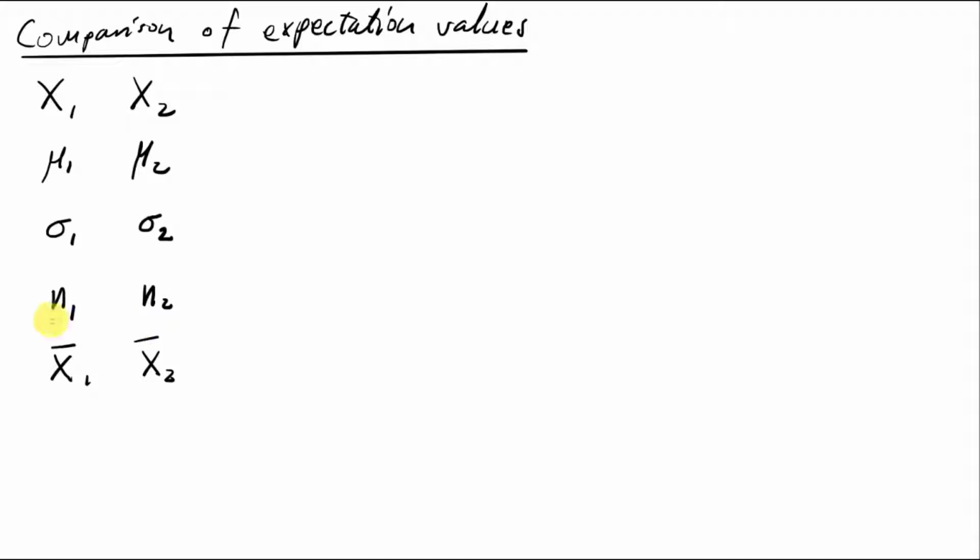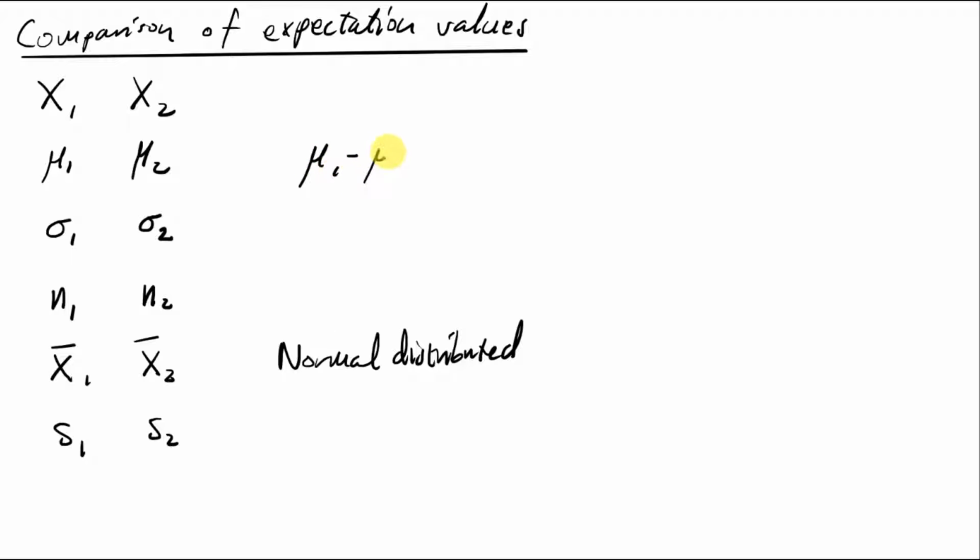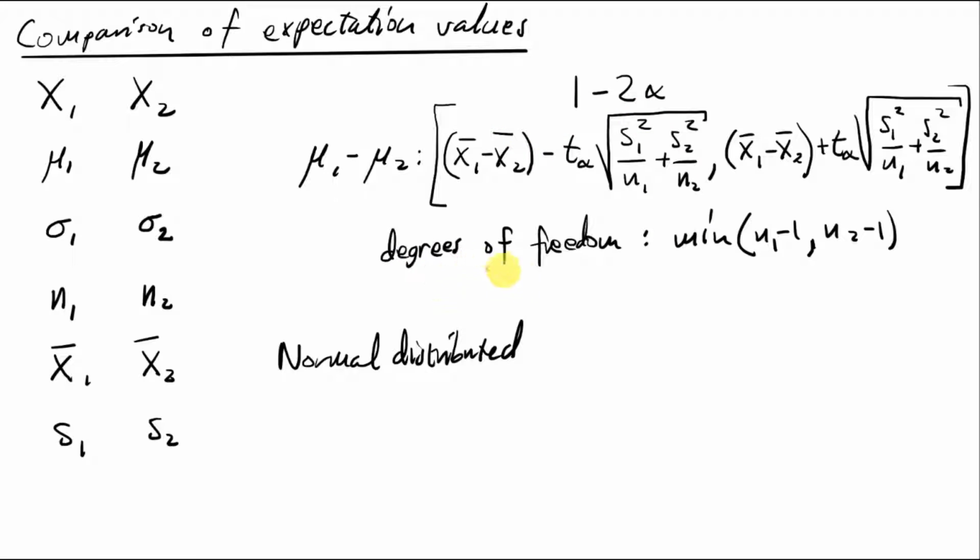And the mean of these two samples is these two, and we also get the sample standard deviations for these two. We assume that the means are normal distributed, either because x1 and x2 are, or because n1 and n2 are larger than or equal to 30. To compare the two groups, we want to compare the difference in expectation values. One can show that the confidence interval for this difference with the probability of 1 minus 2 alpha is given by this expression here. And for degrees of freedom for t alpha, we use the smallest number of n1 minus 1 and n2 minus 1.